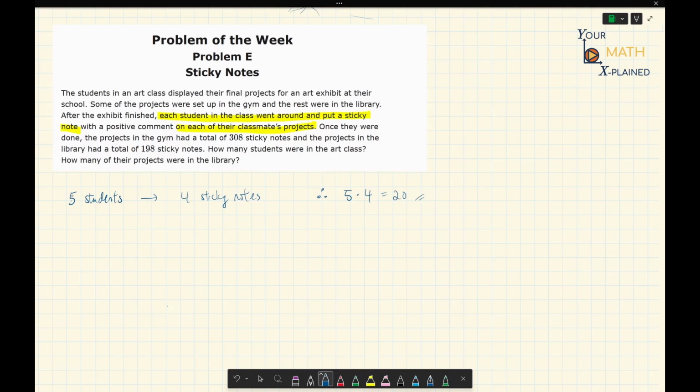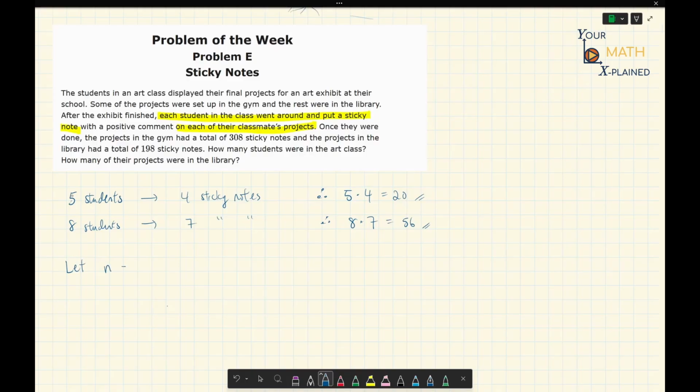We can repeat the same idea here with 8 students. Well, if you're doing 8 students, then that means there's going to be 7 sticky notes that you have to give out, and that means the total would be 8 times 7 stickies, which is 56 altogether. Now, we could do this guess and check method all the way up to the total number of sticky notes that we want, but that's not very efficient. We would try to set up an equation to do this, and we can do that pretty easily.